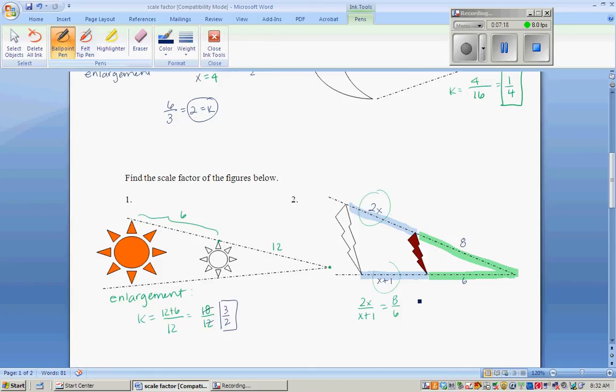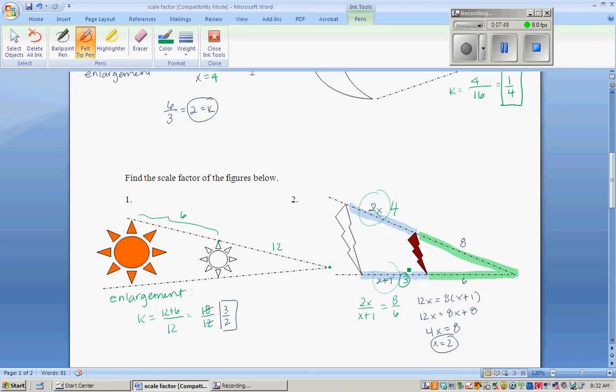2 times 6x is 12x, equals 8 times x plus 1. We're going to clean up this whole mess. 12x equals 8x plus 8. Let's bring this 8x over there. So we get 4x equals 8, and hooray, x equals 2, something very usable. I'm going to plug that 2 in, and I'm going to say that this is now equal to 4. I'm going to plug it in here, and this is equal to 3.